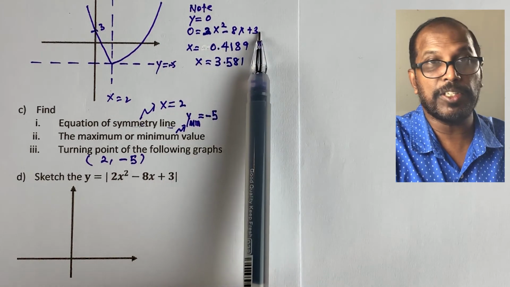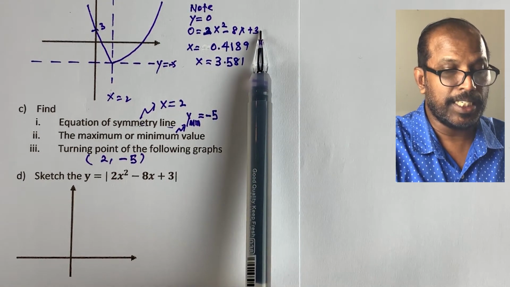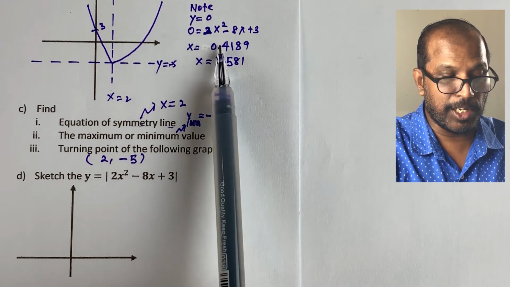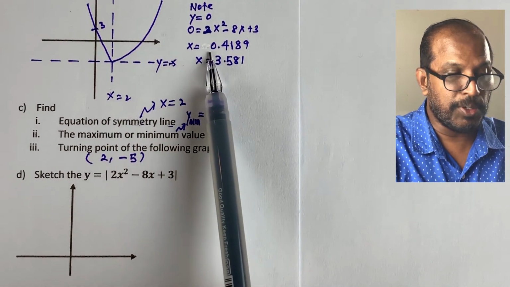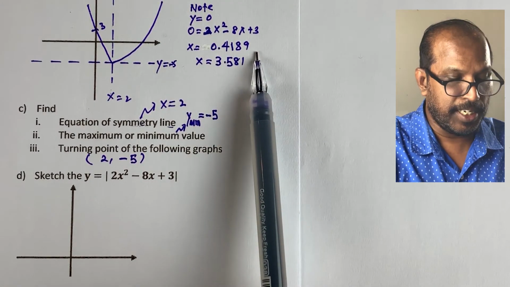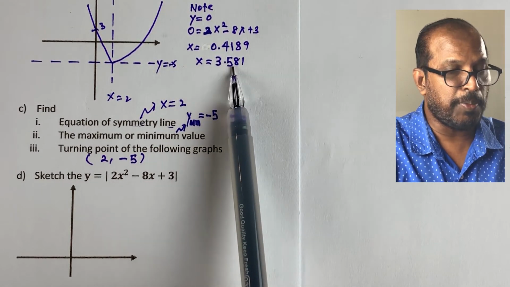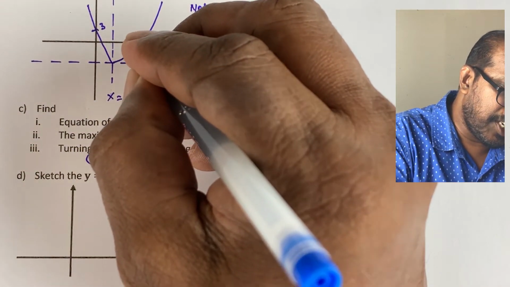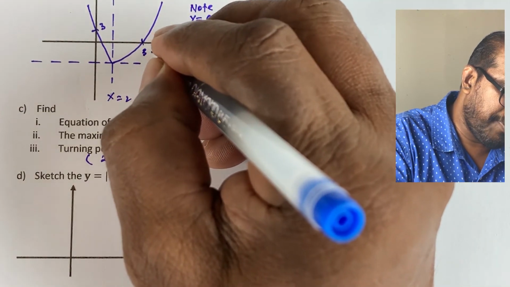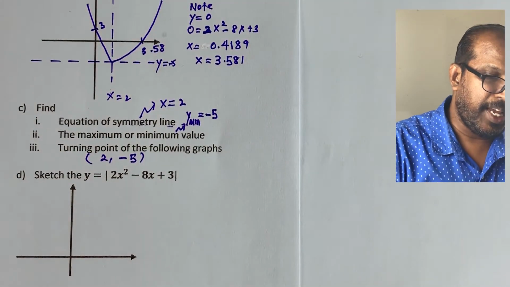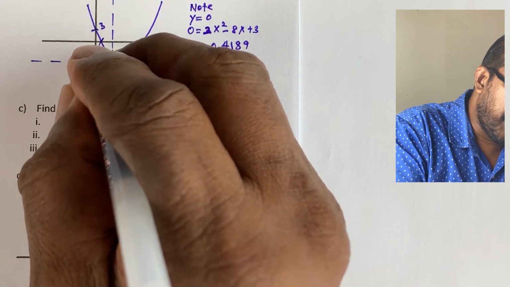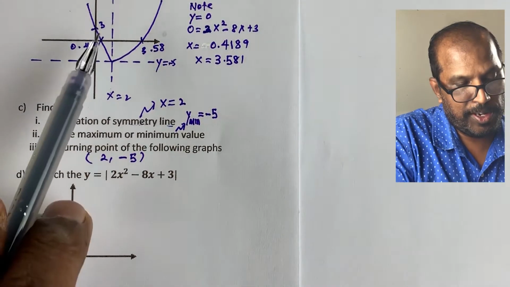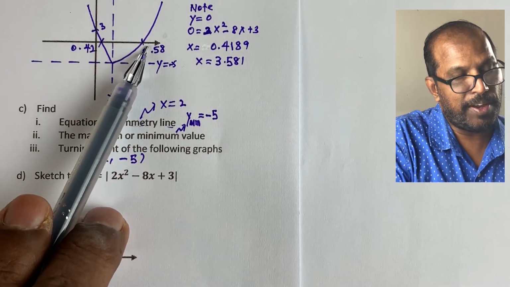This cannot be factorized. So what you do, you use your calculator to calculate what is the value of x. So you use your calculator to calculate under the equation. You will find that x is equivalent to 0.4189 and x equals 3.581. Therefore, this value is actually 3.58, and this value will be 0.42. So now we got this value is 0.42 and this value is 3.58.